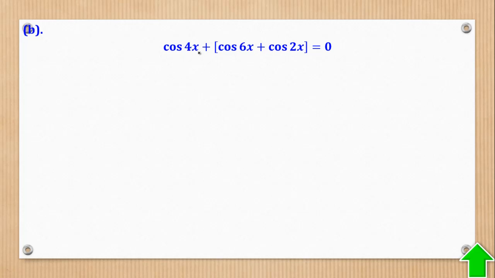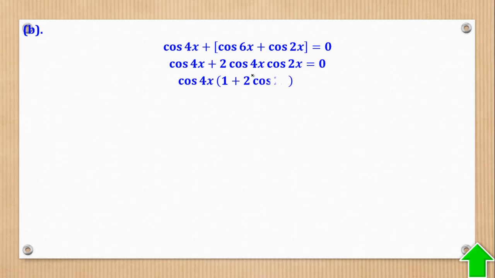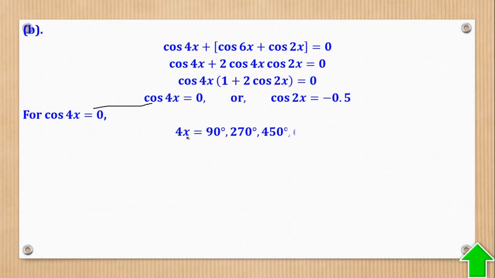Because at the end of it all, you have to factorize. So when I pair this, cos plus cos gives me this. Then I have this and this, which is common. Then you factorize it out, meaning either cos this is 0 or this is 0. So for this one, the value angles of 4x will be this.